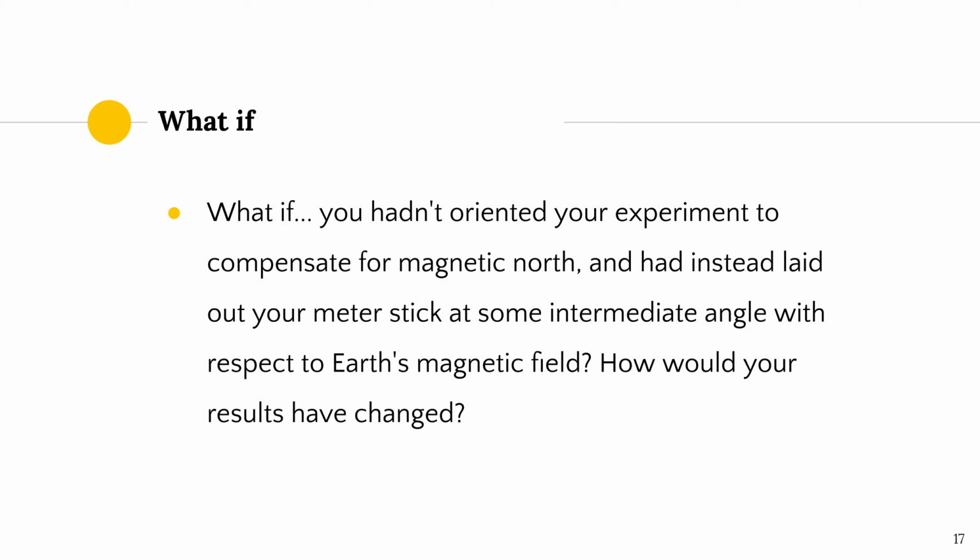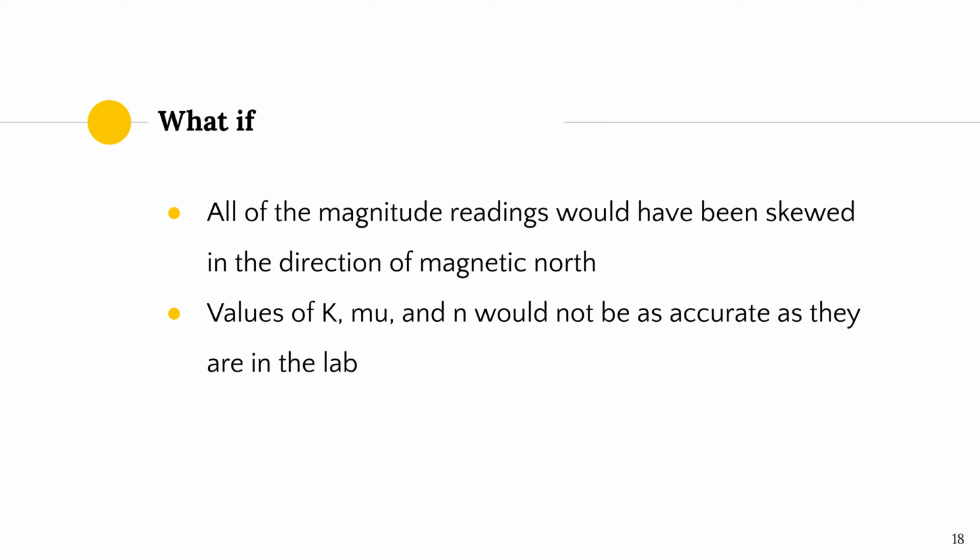So from now on, I'm going to answer two what-if questions. First, what if you hadn't oriented your experiment to compensate for magnetic north and had instead laid out your meter stick at some intermediate angle with respect to Earth's magnetic field? How would your results have changed? So all of the magnitude readings would have been skewed in the direction of magnetic north, so the values of k, mu, and n would not be as accurate as they are in the lab.